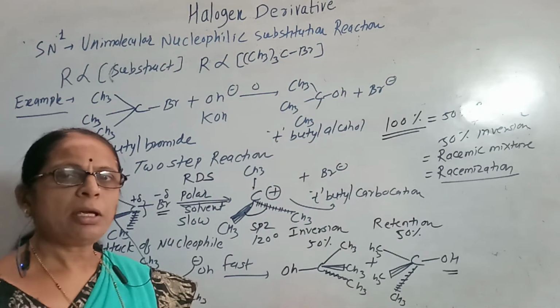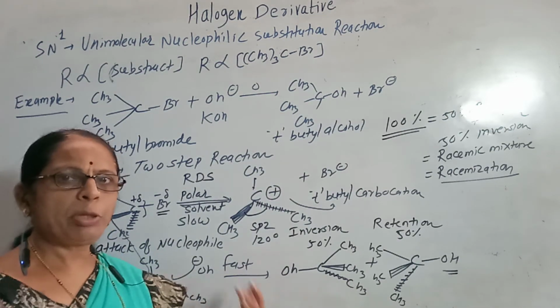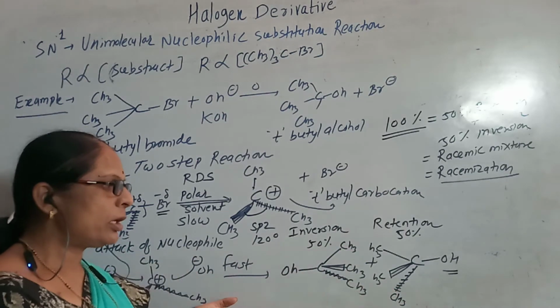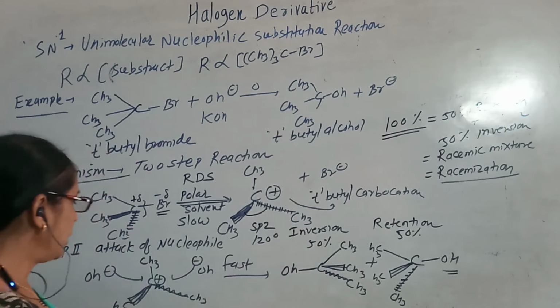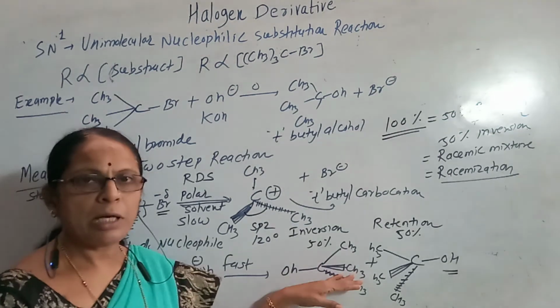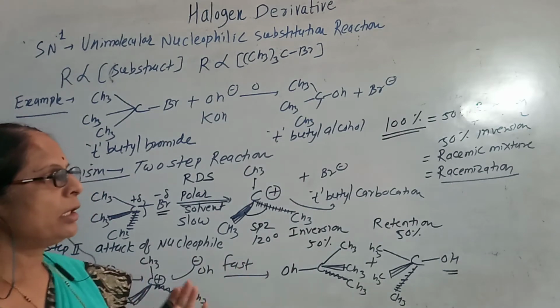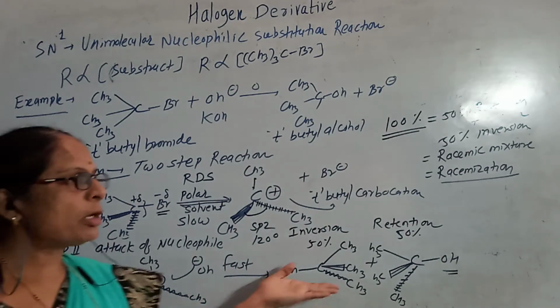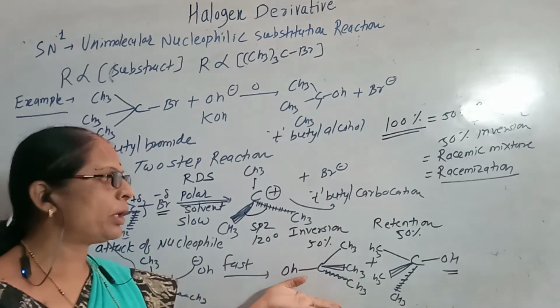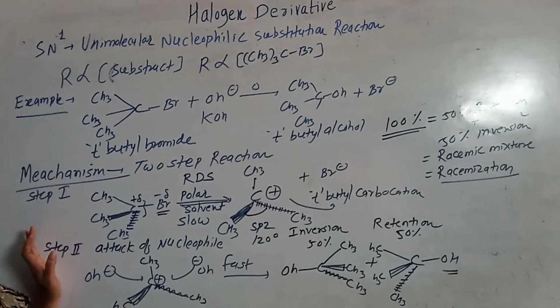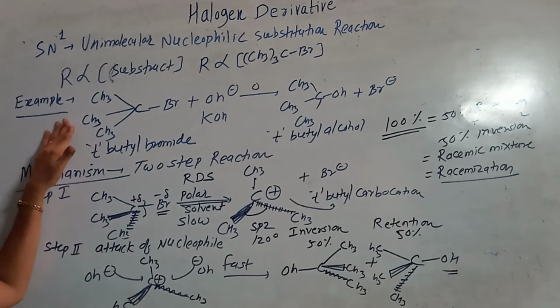A racemic mixture is an equimolar mixture of 50% dextrorotatory and 50% levorotatory. So whatever product you obtained is 50% dextro and 50% levo, and therefore overall the racemic mixture, which is optically inactive, is obtained, and therefore the reaction can occur this way. So the reaction occurs in these two steps.